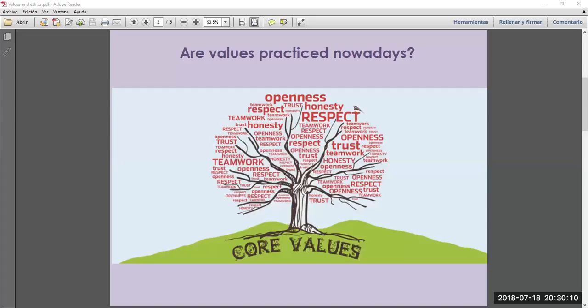We need neither teamwork nor respect. Okay, so we need neither teamwork nor respect. Kind of like that.